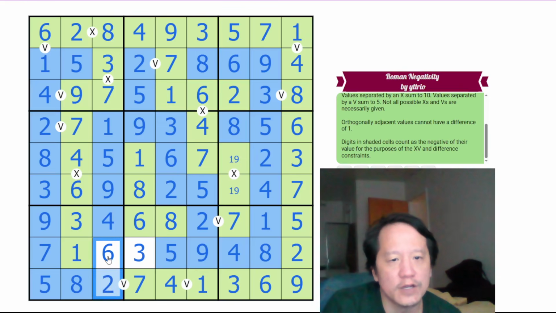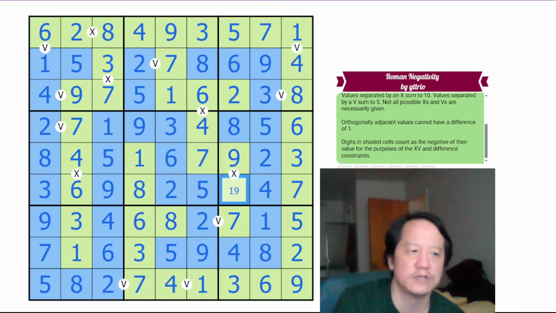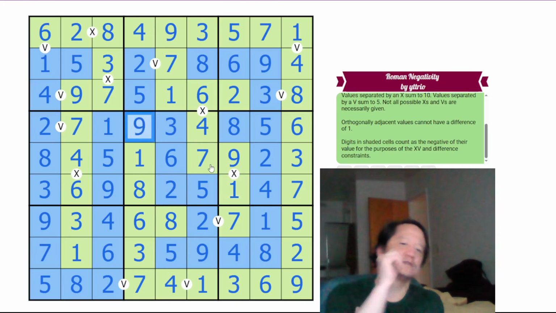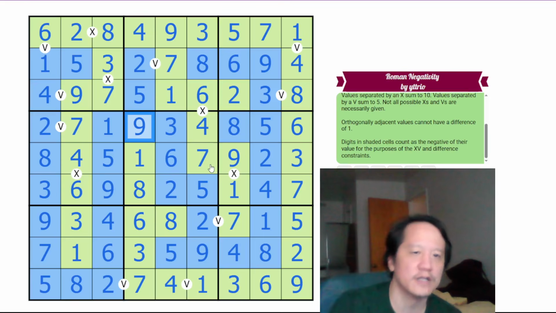We have to orthogonally connect the blue regions, so this is blue. We have to connect the green regions orthogonally, so that's green. And that leaves this as a 9 and this as a 1. And that's a solution. So, let's double check.